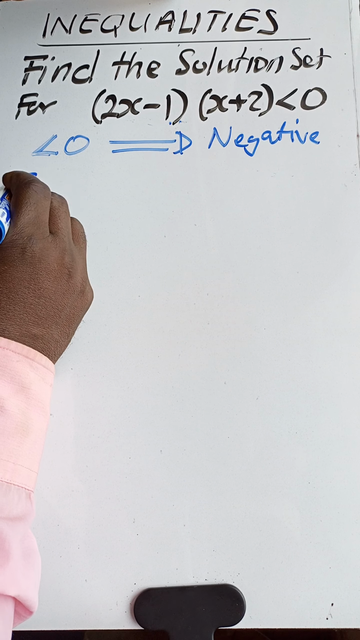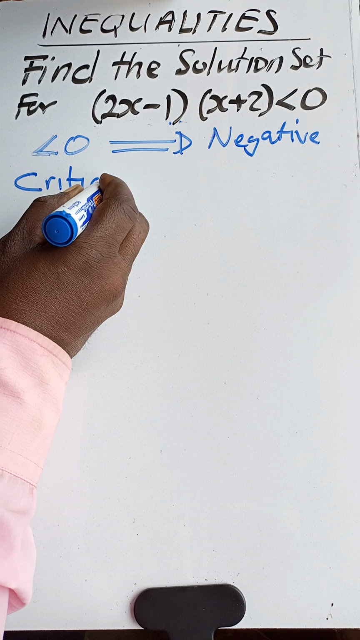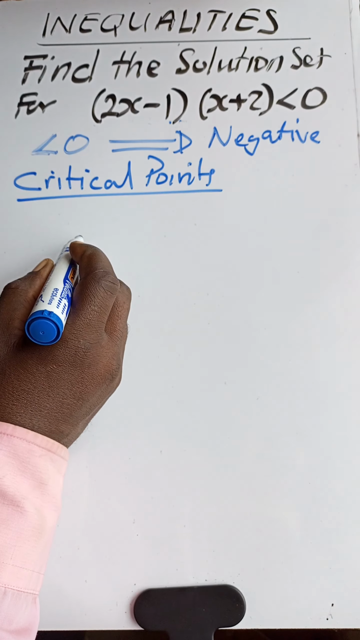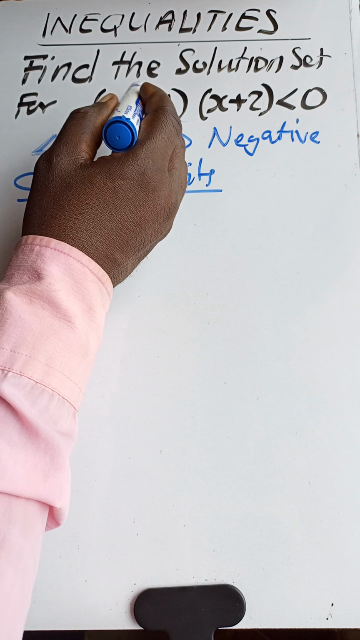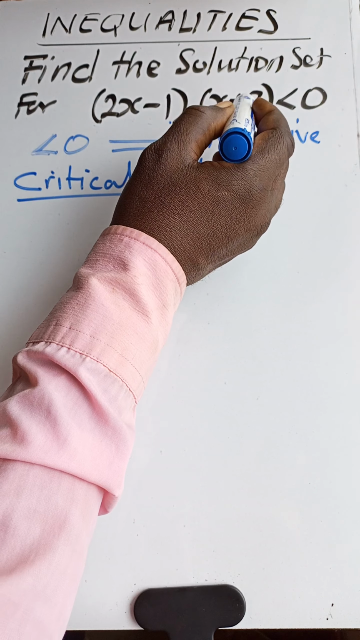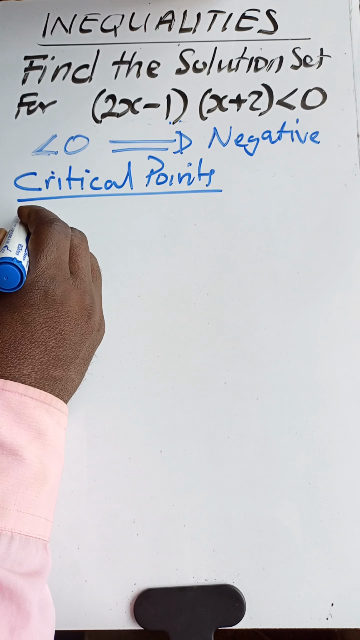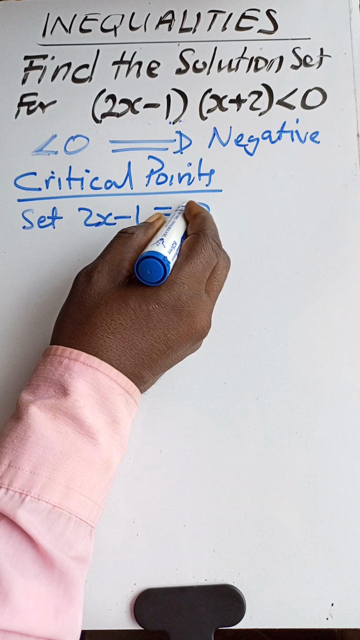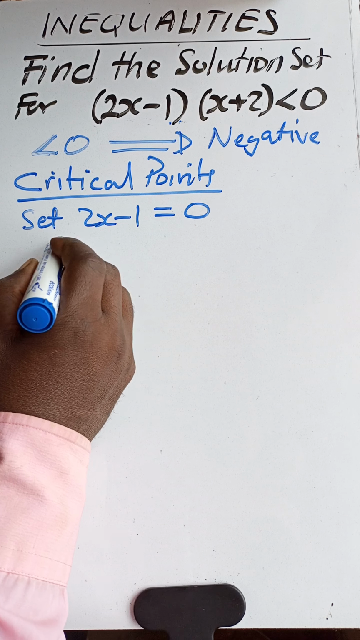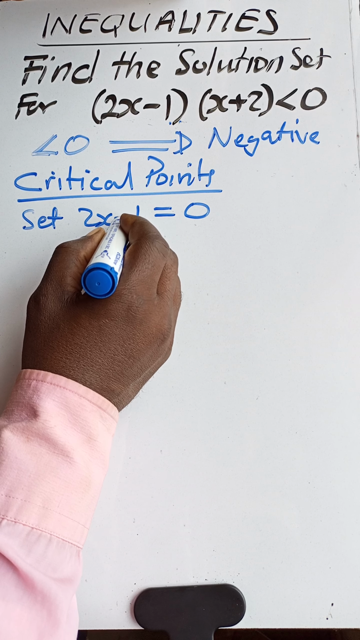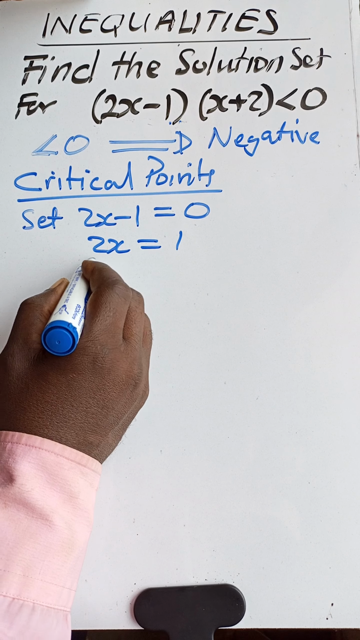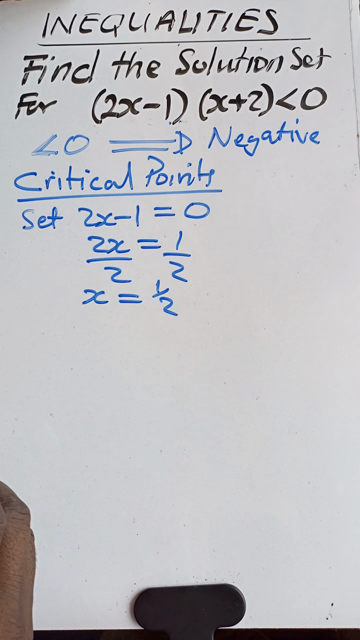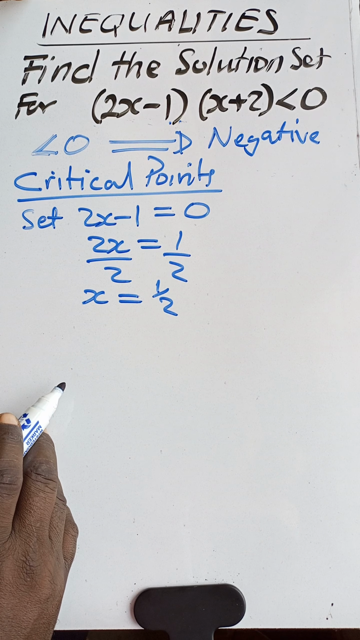Okay, so the first thing to find here is what we call the critical points. We are going to get the critical points for this expression. To get the critical point, we start with the first expression. We set it equal to 0. We take negative 1 that way, it becomes positive 1, and we divide both sides by 2. We have the first critical point to be a half.